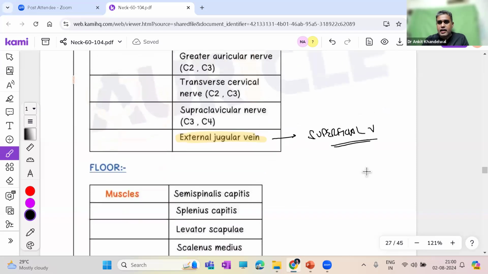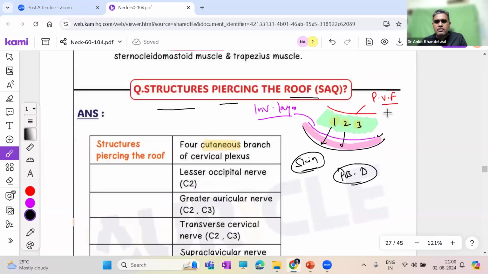Floor meaning, see over here, this is the prevertebral fascia. It forms the floor, right? So here we will have some muscles over here. Why? Remember, prevertebral fascia was covering what? It was covering the prevertebral muscles, the muscles around the vertebra.